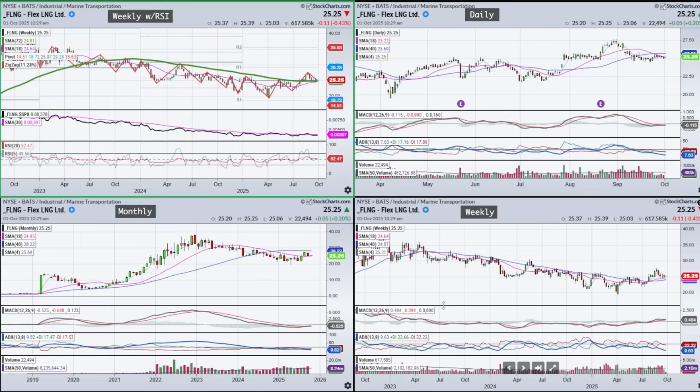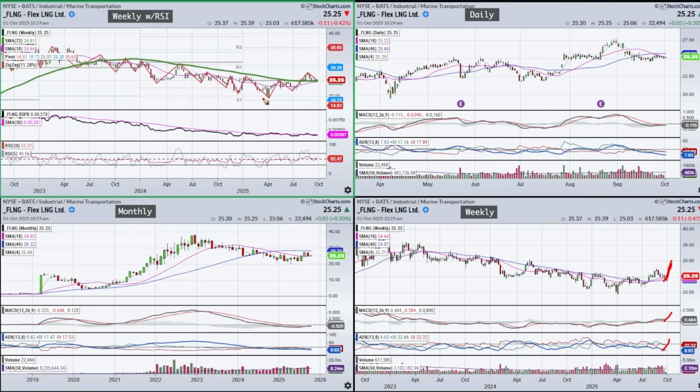Okay, FLNG, another one in the marine transportation. So we've got a move where this time we're actually getting above the 18-month, but again, we don't have any momentum behind the move. So I would play this the same way. Looking for some strength, maybe up to 30 or something like that, that gets the ADX going, gets a little bit more strength in the MACD on the weekly chart, and then we could play the next pullback. I think that's what I'd be on the lookout for.